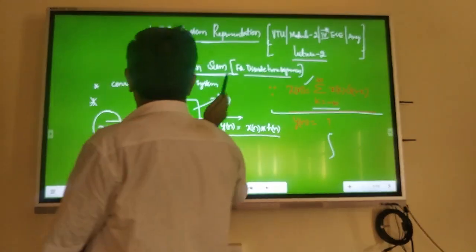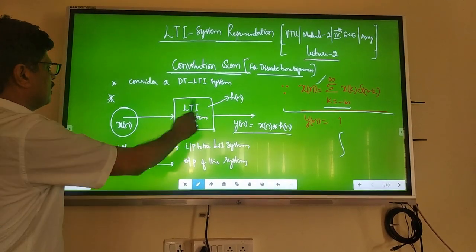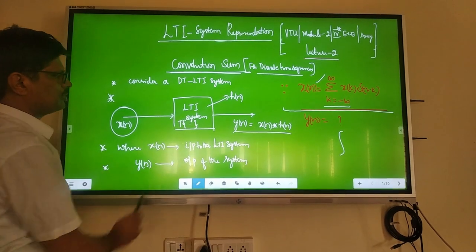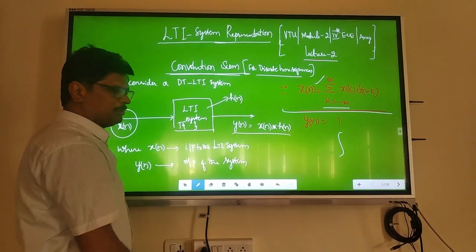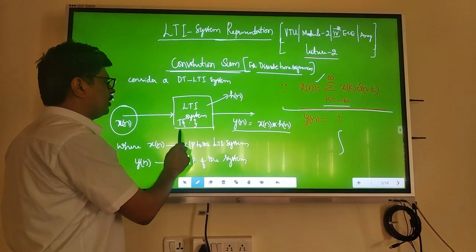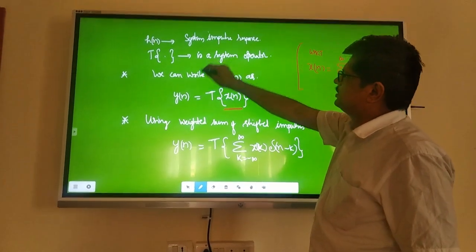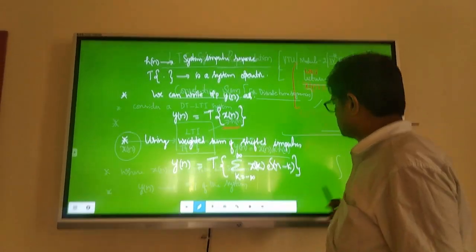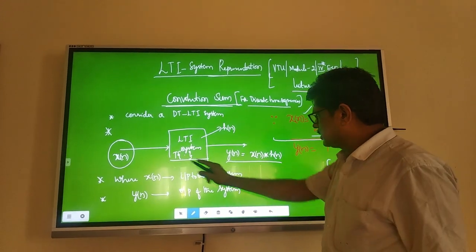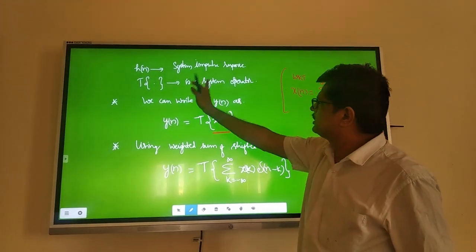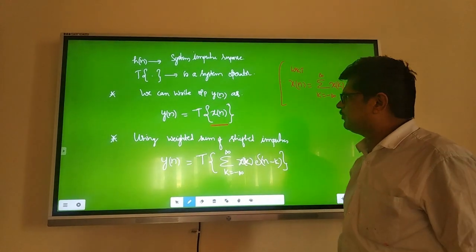Now, first consider this convolution sum derivation, a little derivation. To calculate the output, consider an LTI system where x of n is the input to the system, y of n is the output of the system, h of n is the system impulse response, and T is the system operator. That's what it is. Now see this, h of n is the system impulse response, and T is nothing but the system operation which you are applying to the input.